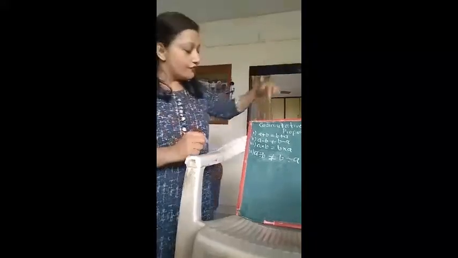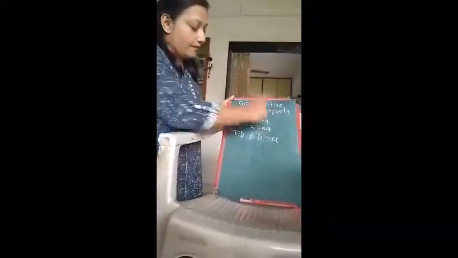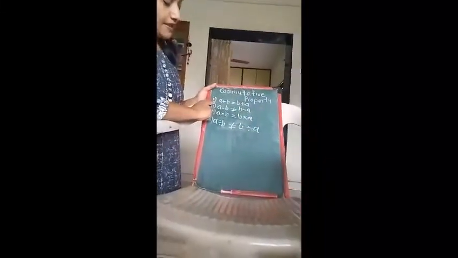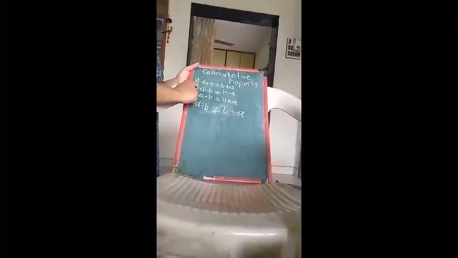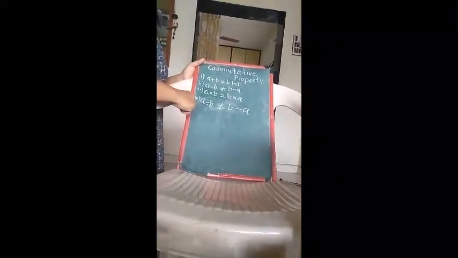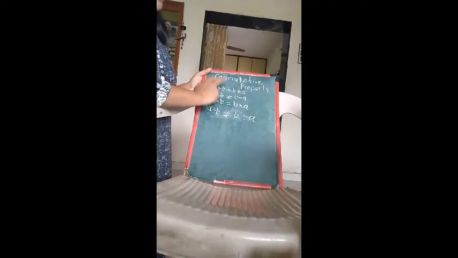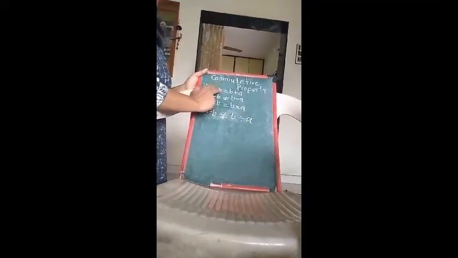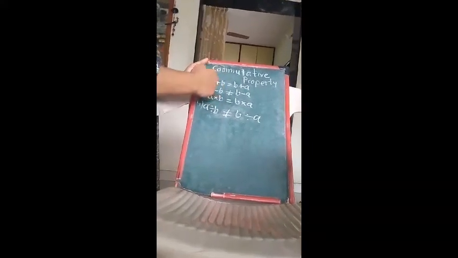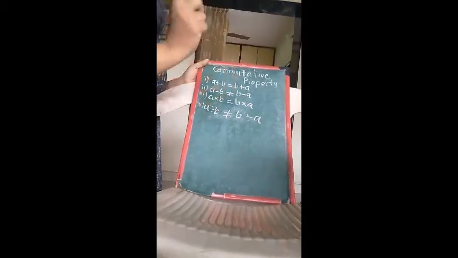Okay, so first you go through this table, commutative property. I am checking this for the whole number. Okay, so I had given this property already to you, that is, if we add any two whole numbers and we exchange the values, the answer will be the same. That we have to check.